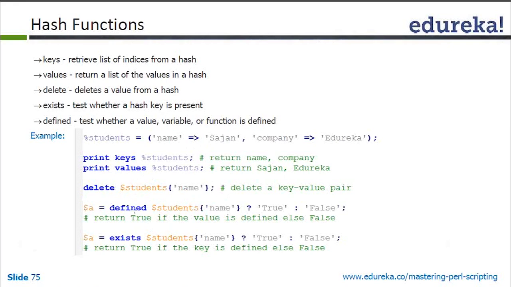So what does it mean? If defined student's name, true, false. You can see there is a ternary operator which says that if it is defined, then it is true, else false. If this record exists. Again, second thing is if exists student name, true value. So true if the key is defined. The first one is for value and the second one is for key. So I'll go to the next slide.